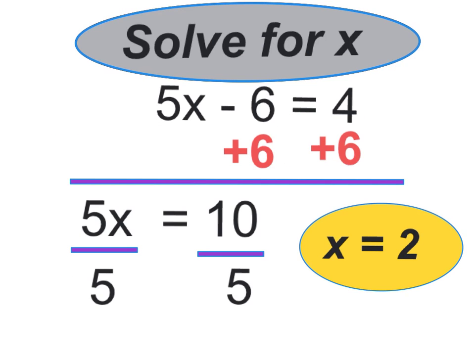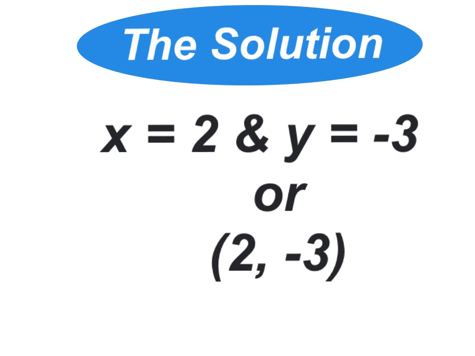And then solving this simple 2-step equation, add 6 to both sides, gives me 5x is equal to 10. Dividing both sides by 5 will give me an x value which is equal to 2. So now my solution of this system of equations is that when x is equal to 2, y has to be equal to negative 3 to make both of these equations true. Or like before, I can write it into the ordered pair notation, 2 comma negative 3.